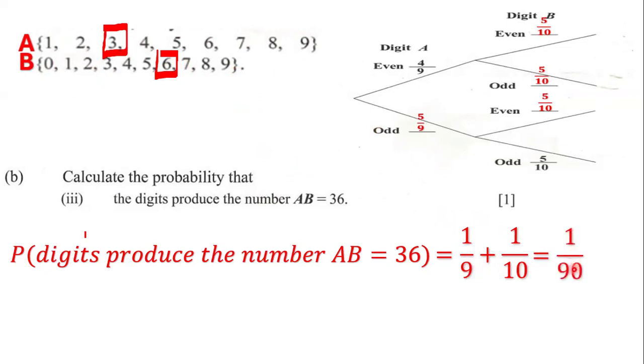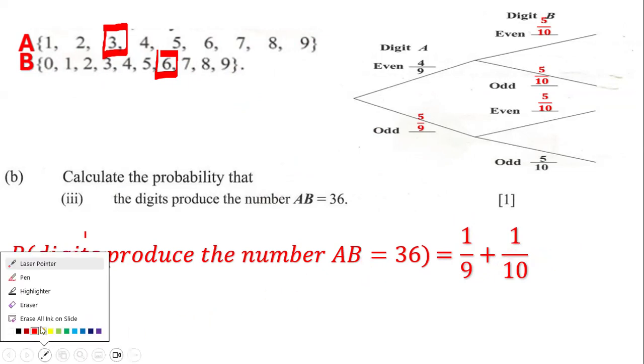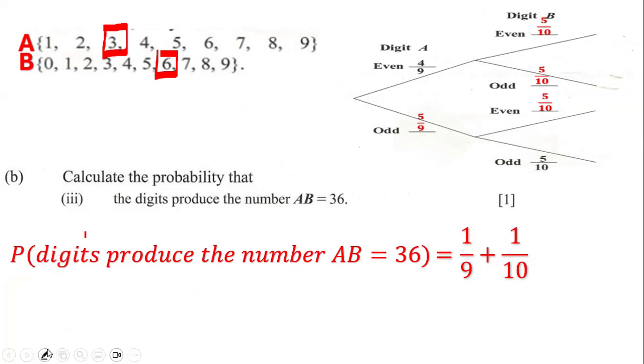We get 1/90. Oh, no, that's not right. That's definitely not right. Let's do this the right way. We have to make the denominators the same. So we multiply this by 9. Whatever we do to the bottom, we must do to the top. We multiply this one by 10.